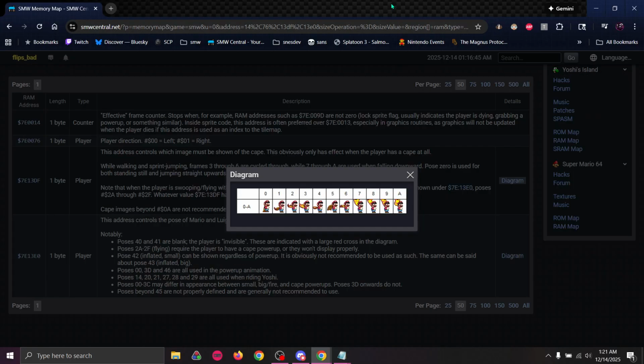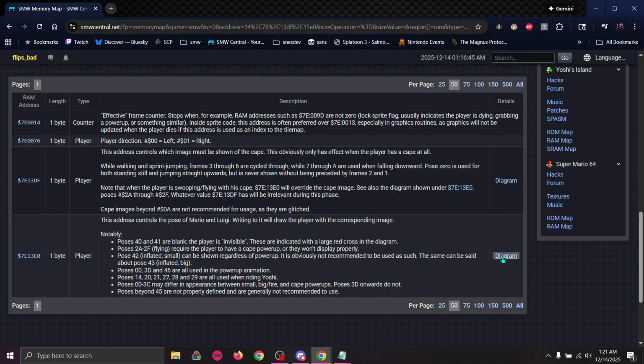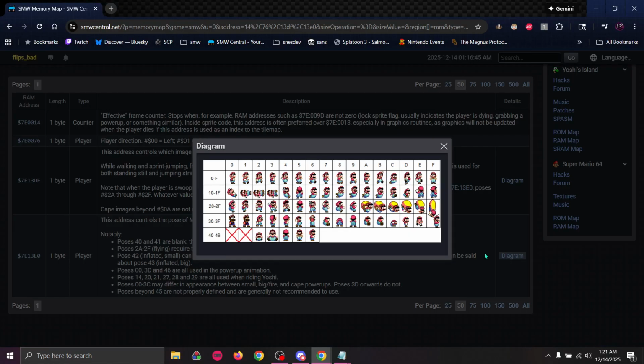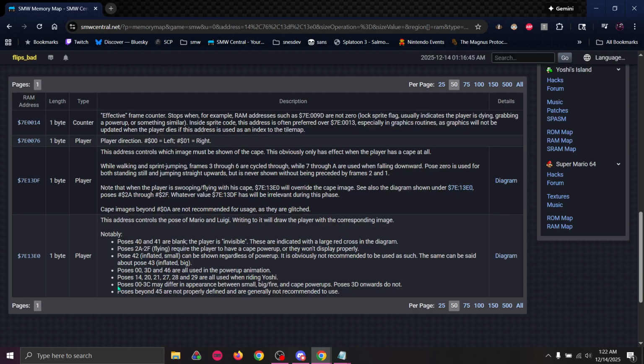So what's Mario's frame? Well, if we look at this last little bit here, oh, I was wrong earlier. It's actually 0 faces left and 1 faces right for Mario, as I have here literally referenced on screen that I didn't bother to look at. But if we look down here at the poses that Mario can have, here is all of them, effectively. There are some quirks about how these poses work, because as you can actually see here, poses 0 to 3C may differ in appearance between small, big, fire, and cape power-ups. Poses 3D and onwards do not. This is an important distinction, but also one that doesn't entirely make sense to me.